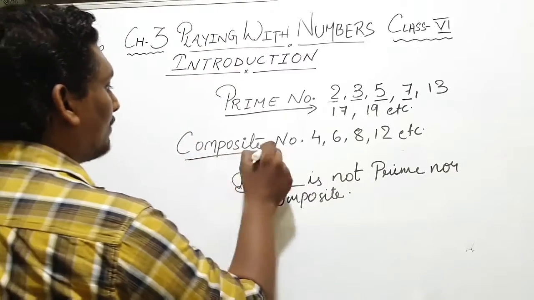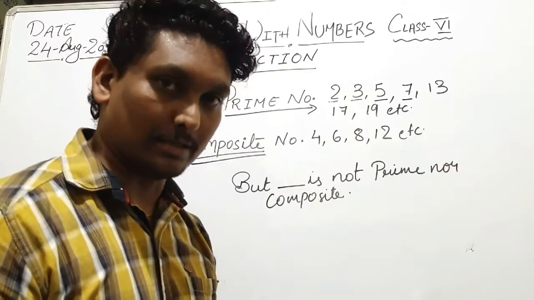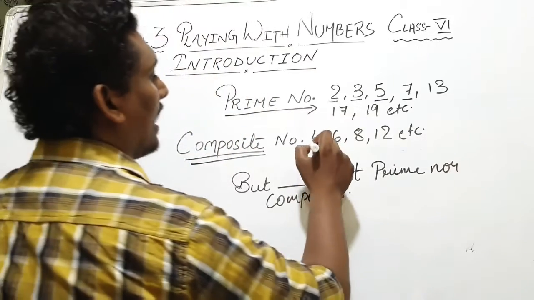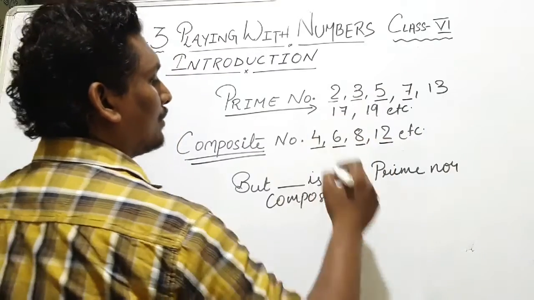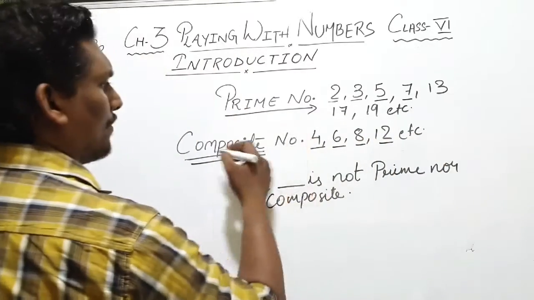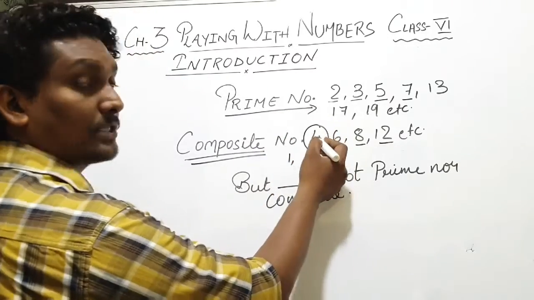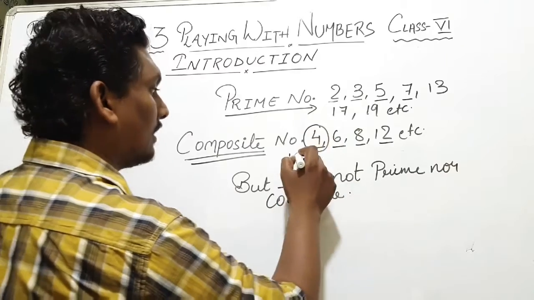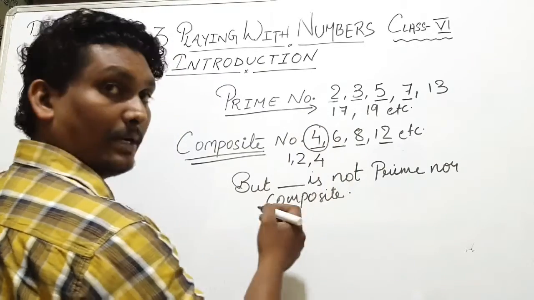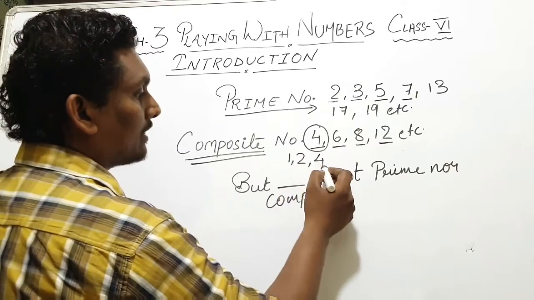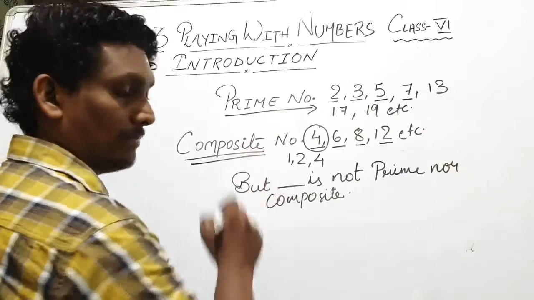When we come to the composite numbers, composite numbers are those numbers which have more than 2 factors. Means, for example, I have taken this 4, 6, 8 and 12, right? So I have taken this number 4. 4 comes in the table of 1, then 2, then the number itself, right? So the numbers which have more than 2 factors, they are called composite numbers.